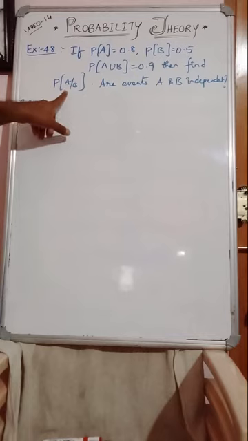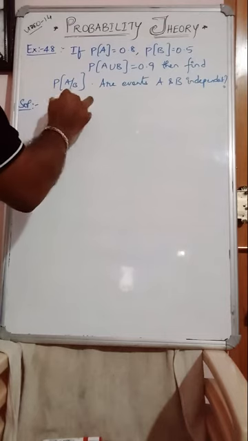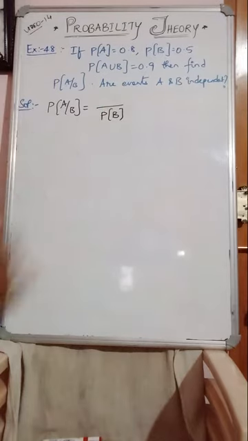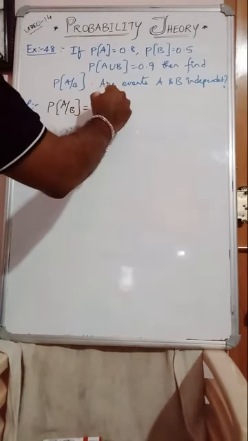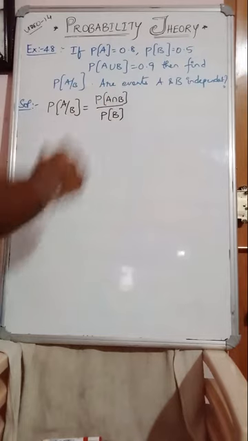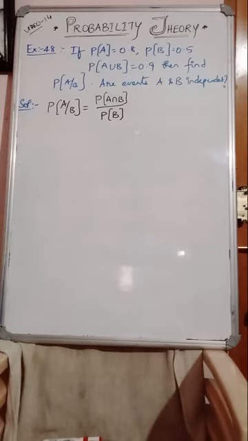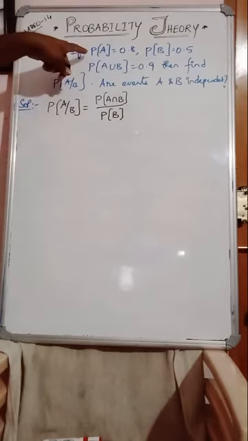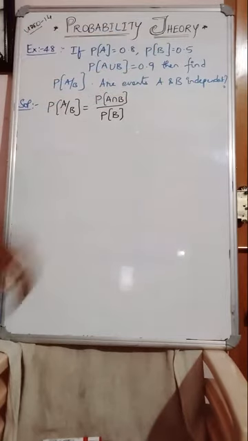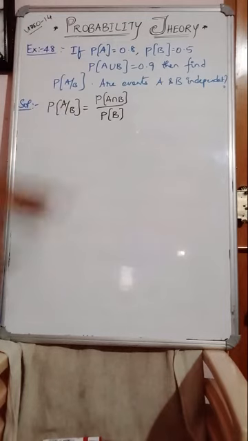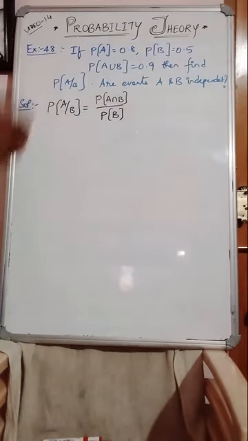A given B means conditional probability. What is the formula of A given B? Probability of A given B equals, the known part, B, should be taken as a denominator, and then the intersection part between A and B in the numerator. So this is the formula for P of A given B. Now, what exactly is given in the question? P of A is given 0.8, P of B is given 0.5, P of A union B is given 0.9. Union is given, but we need intersection here. Isn't it? We need A given B, and at the same time we need intersection.